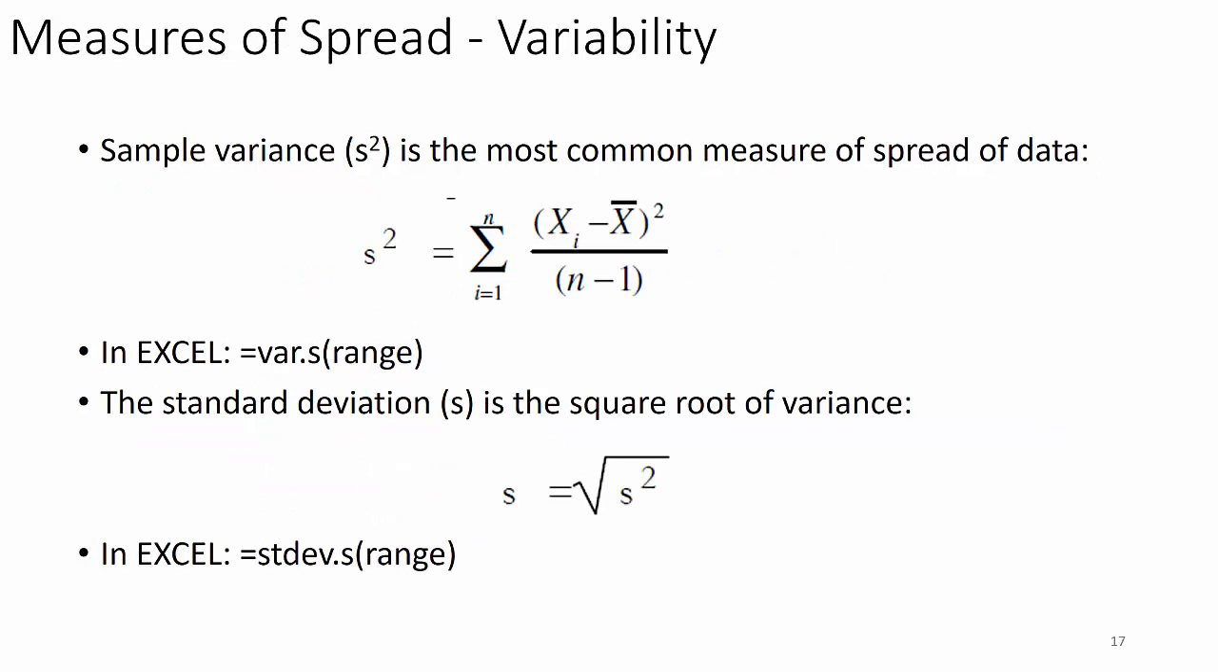Measures of spread are critically important. The mean gives you the central tendency, and so does the median, but measures of spread are critically important. Sample variance is the most common measure of spread. S squared equals the sum of all the differences of each observation from the mean, squared, over n minus 1. This is VAR.S of a range in Excel. The standard deviation is the square root of that. So you just simply take the square root of s squared and you get s, the standard deviation.